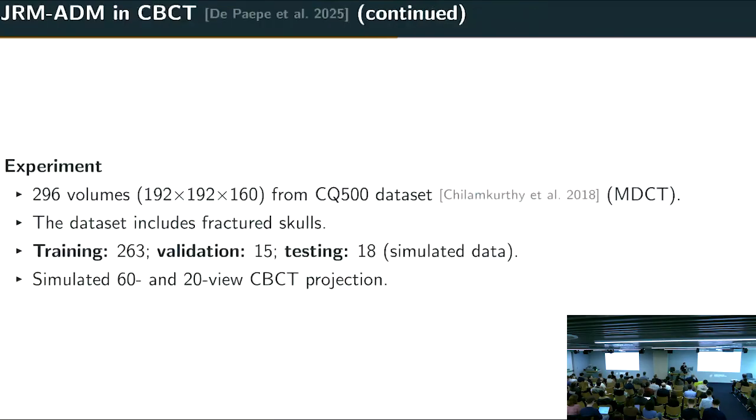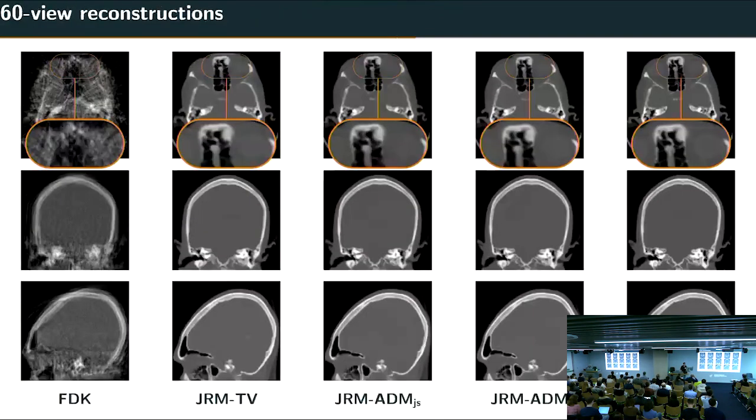So I will show some results here. We've trained a model on a public data set of diagnosis CT images, and we simulated 60 and 20 view CBCT projections to perform reconstructions. Here I'm showing some results. On the left, we've got the FDK reconstruction. FDK is an FBP-based method which has been modified for CBCT. We see that the reconstructions suffer from obvious streak artifacts and also motion artifacts that we can see here at the edges of the skull.